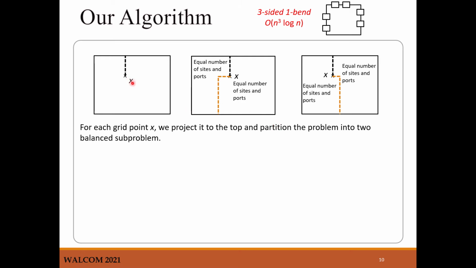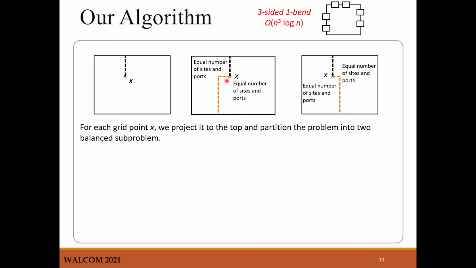For each grid point, we first project it on the top of the rectangle boundary, and then we figure out a balanced partition with one bend polygonal chain. So by balanced, we want to make sure that the left part has an equal number of sides and ports, and the right side also has an equal number of sides and ports. And we know that there is a partition like this for a grid point if there exists a separating solution.